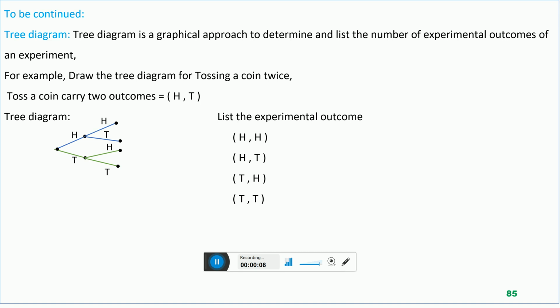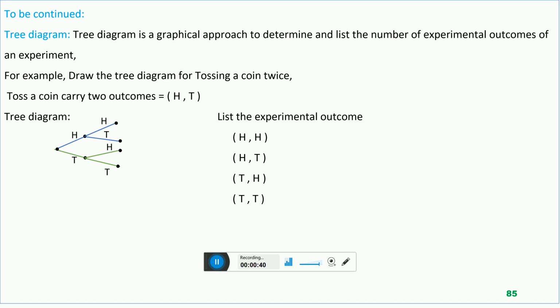In the previous lecture we discussed how to determine the number of experimental outcomes of an experiment using counting rules. And we studied the different counting rules, like the counting rule for combinations and the counting rule for permutations. Today we will learn about the tree diagram.